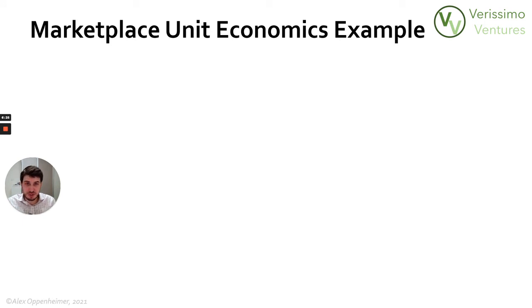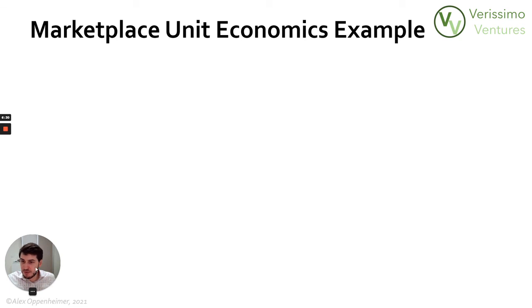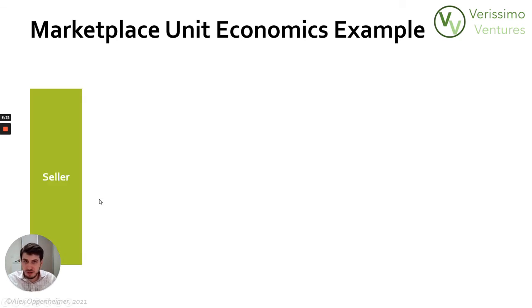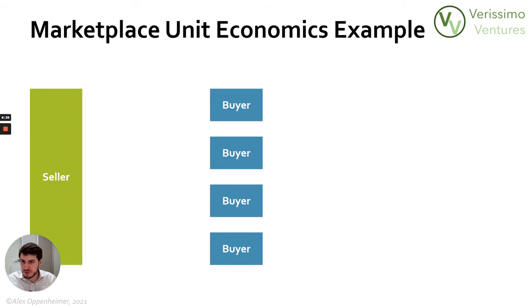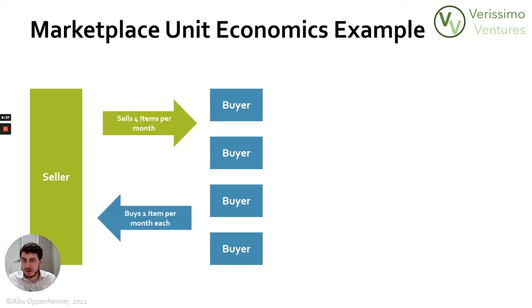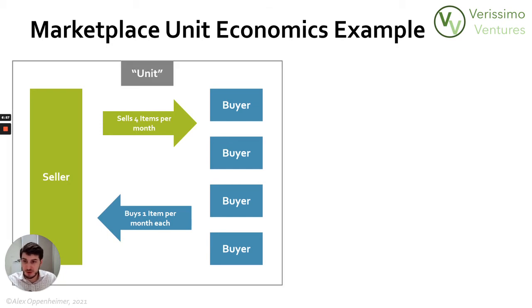Now, switching gears, we'll talk about marketplace unit economics. For this, I'll talk about an example. So let's talk about a standard marketplace. You have a seller on one side, and on the other side, you have 4 buyers. Now, how did we come up with that ratio of 4 buyers to 1 seller? We know that historically, based on our data, 1 seller sells 4 items per month, and 1 buyer buys 1 item per month. So therefore, to get 1 unit of 4 items sold and bought, or transacted, we need 1 seller and 4 buyers, and that becomes our unit.